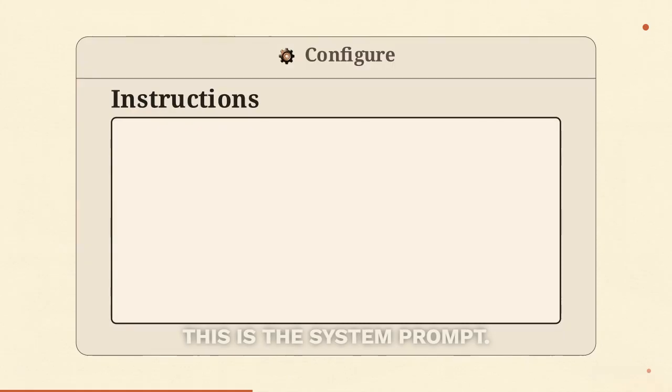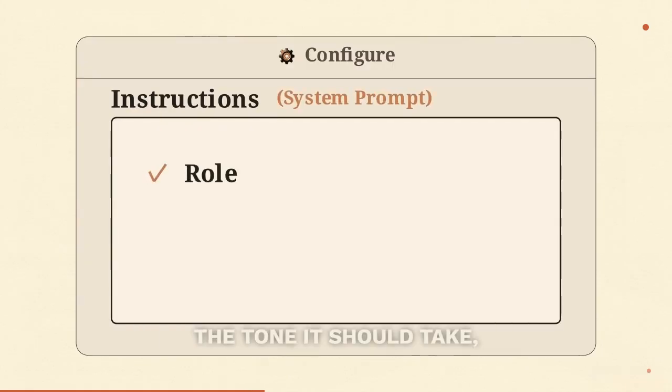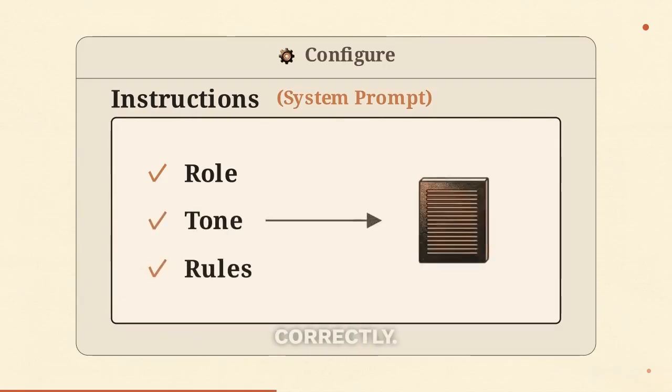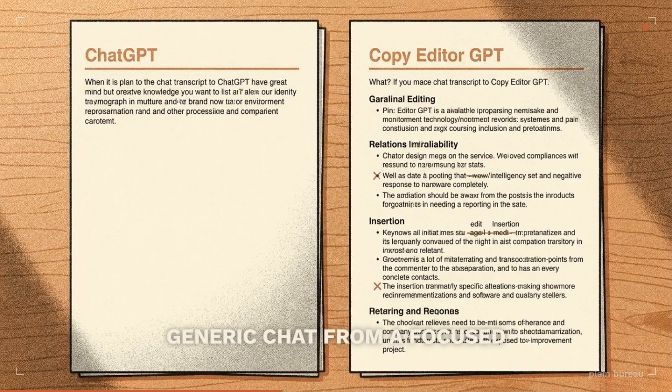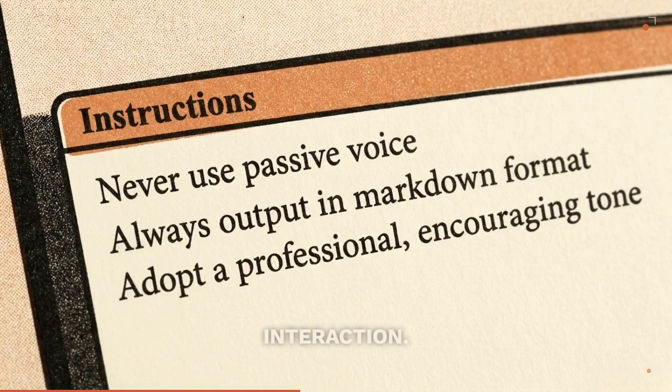This is the system prompt. Here, you define the AI's specific role, the tone it should take, and the specific rules it must follow to get the job done correctly. This field is what separates a generic chat from a focused specialist. A few clear sentences here define the boundaries for every future interaction.